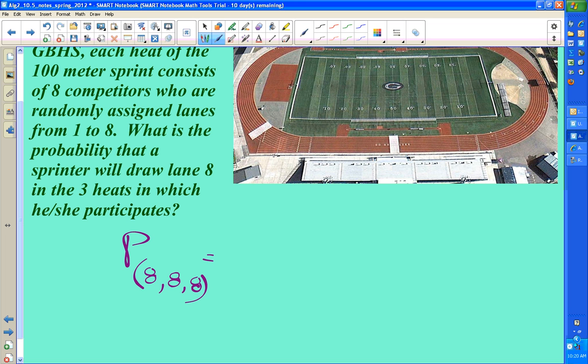The probability in the first race that he goes lane 8 is 1 in 8. The probability he goes lane 8 in the second race, 1 out of 8. And in the third race, 1 out of 8. So if you multiply those out, top's easy, bottom 1 in 512. Not a very likely occurrence.